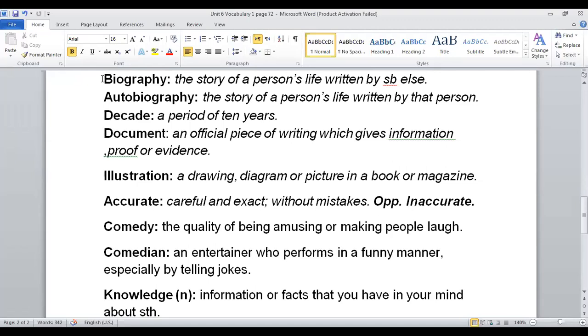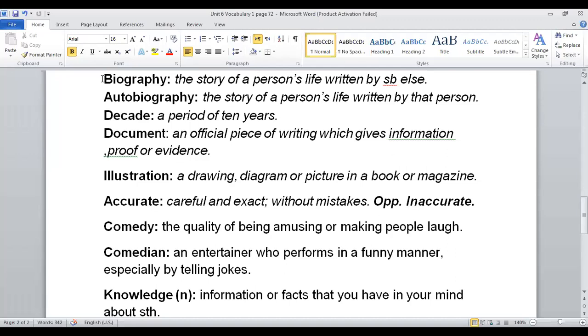But autobiography means the story of a person's life written by that person. If someone wrote his life story, this is called autobiography. Like Taha Hussein, because Taha Hussein wrote a book about his life, and this book was called Al Ayam. So autobiography here is the story of a person's life written by himself or herself.